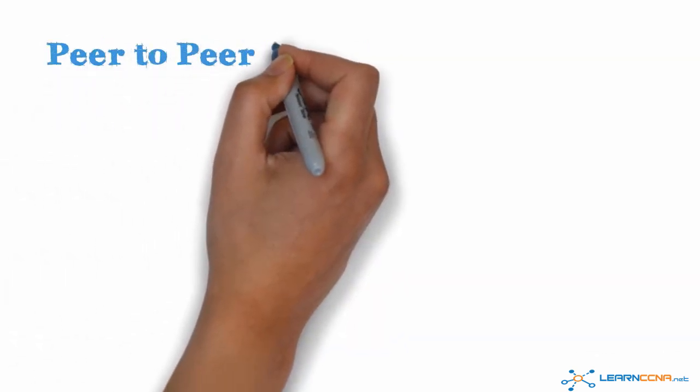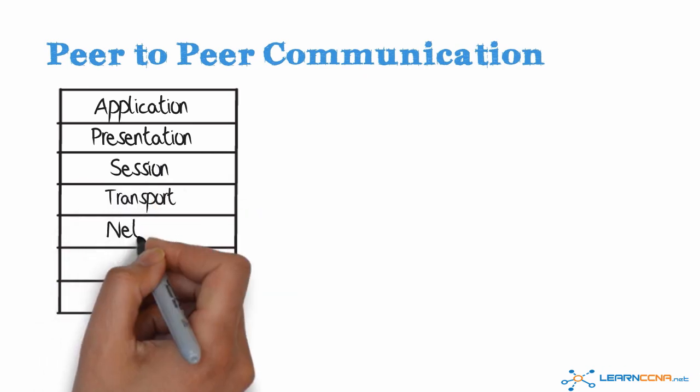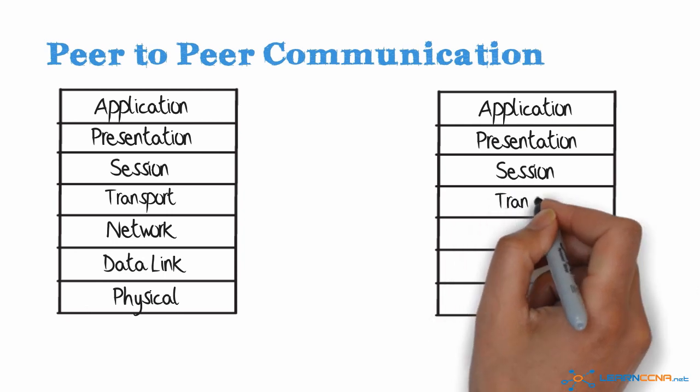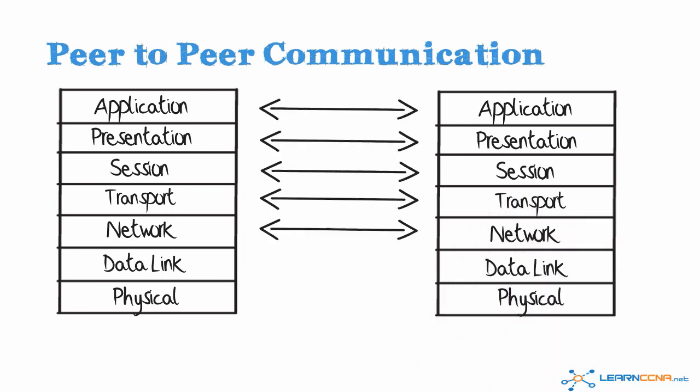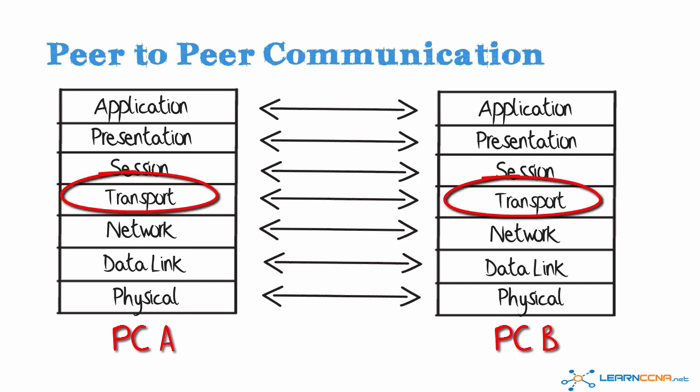So what's important to note is that because of encapsulation and de-encapsulation, each layer of the OSI model only communicates with the equivalent layer on the other device. So in this example, PCA's application layer communicates with PCB's application layer. This is true for all the other layers. The presentation layer communicates with the presentation layer, session with session, transport with transport, and so forth and so on. Each layer only communicates with the equivalent layer on the other device.